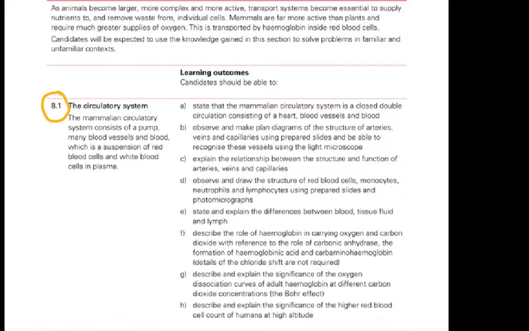State that the mammalian circulatory system is a closed double circulation. Closed double as opposed to a closed single. We don't discuss that. Consisting of a heart, which is a pump, blood vessels, and blood. Then observe and make plan drawings. Plan diagrams are just a plan of the tissues, plan diagrams of arteries, veins, and capillaries using prepared slides, and be able to recognize these vessels using the light microscope. Then you have to explain the relationship between the structure and the function of arteries, veins, and capillaries.